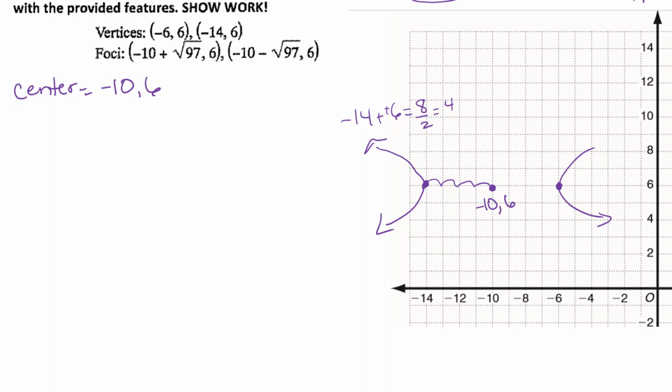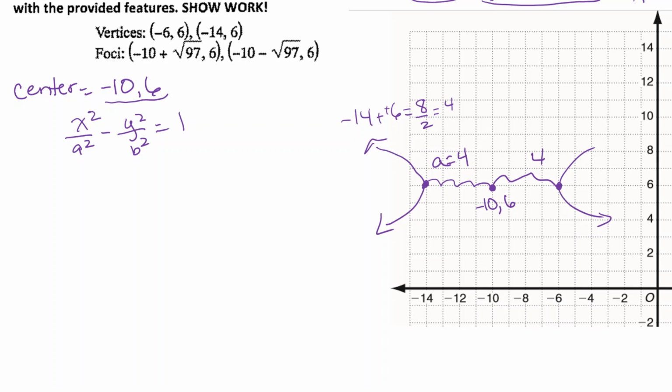All right, and since these are the major vertices, not the co-vertices, then I know that a equals 4 because there's 4 on either side of the center. So a equals 4. So I can go ahead and write a lot of my equation out already. I know it's opening horizontally, so I'm going to use this formula, x squared over a squared minus y squared over b squared equals 1.